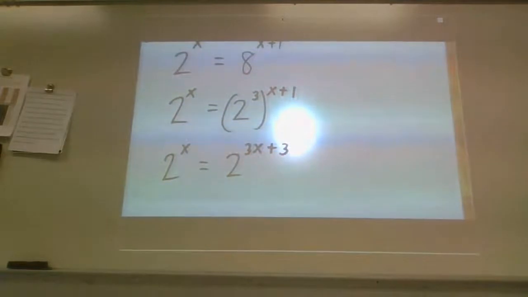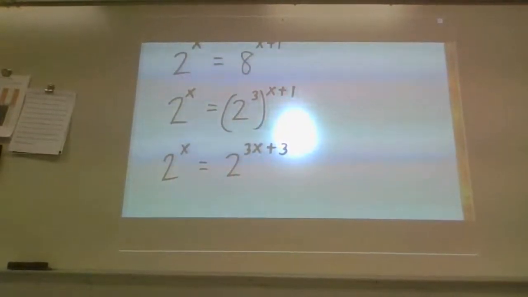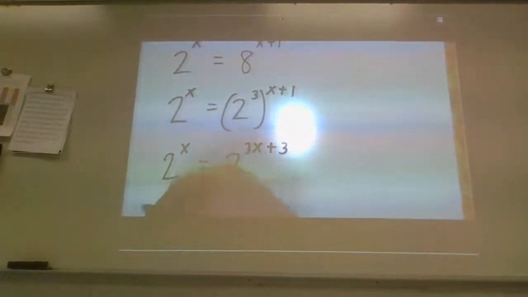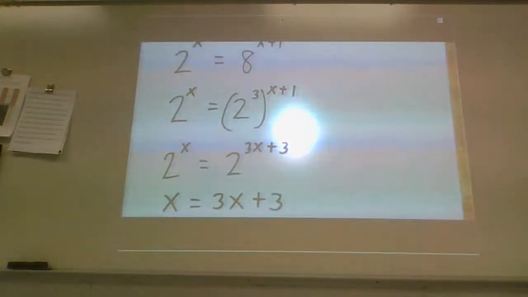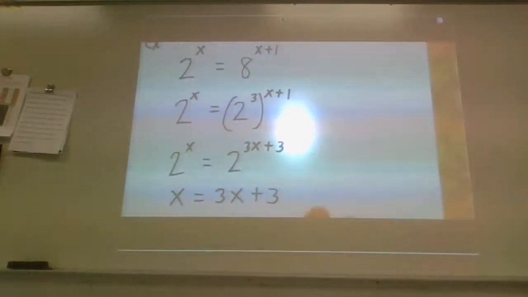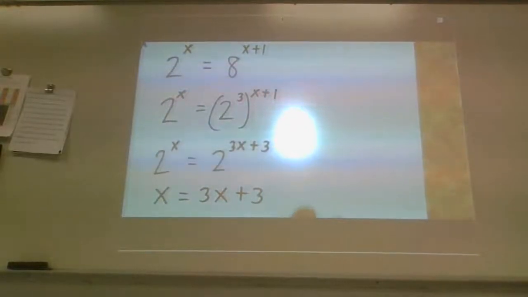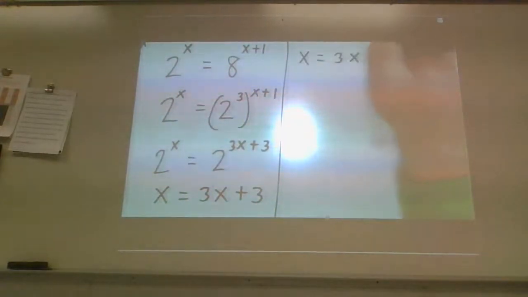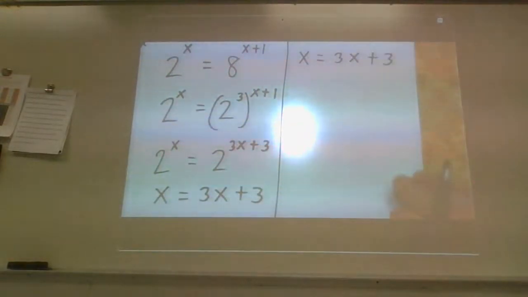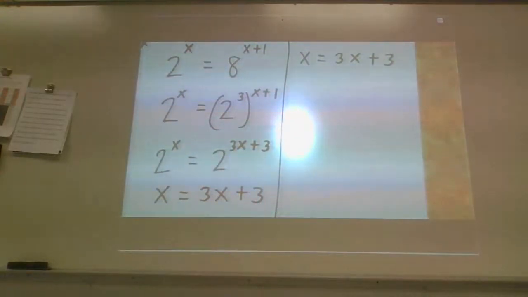Now, as a result, we can take those two exponents and set them equal to one another, because the bases are the same. Now, we are almost there. We are almost at that last little step to get x by itself. We have x equals 3x plus 3. Let me write it a little bit higher so that you don't have to keep ducking down underneath your little barriers.